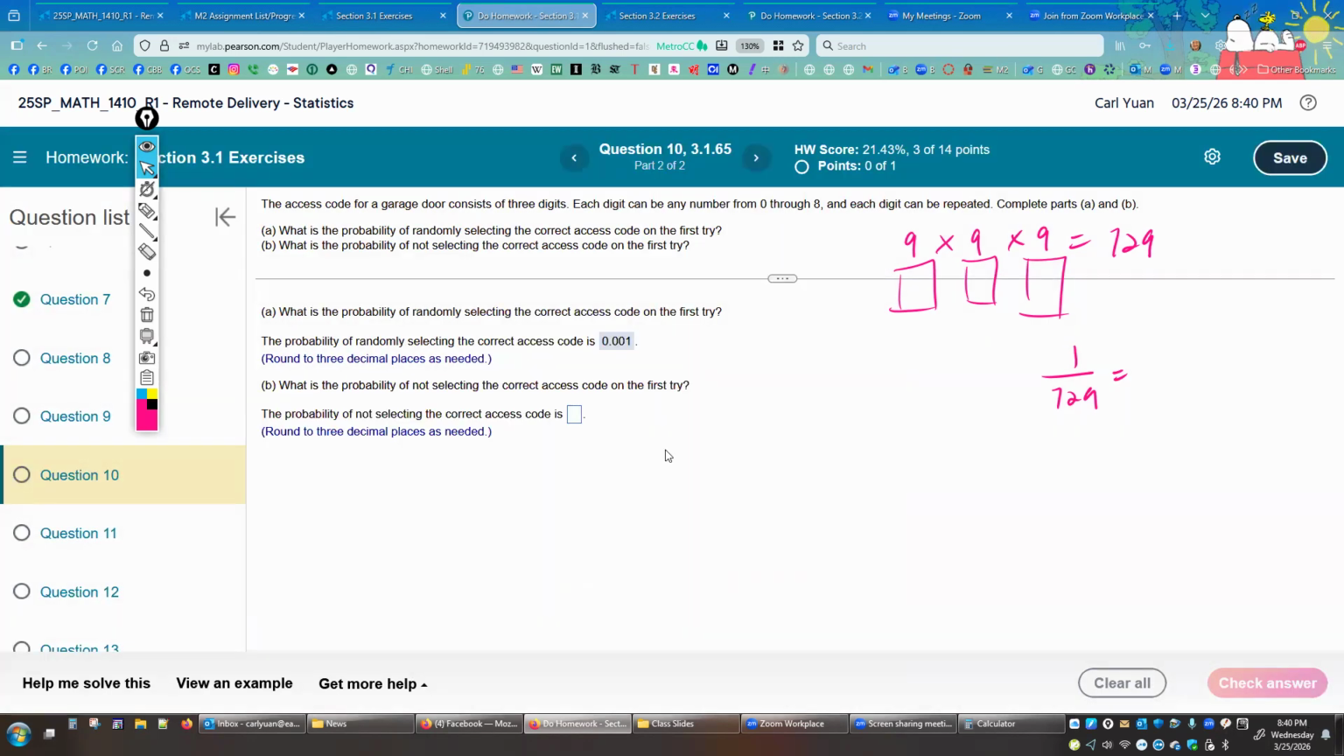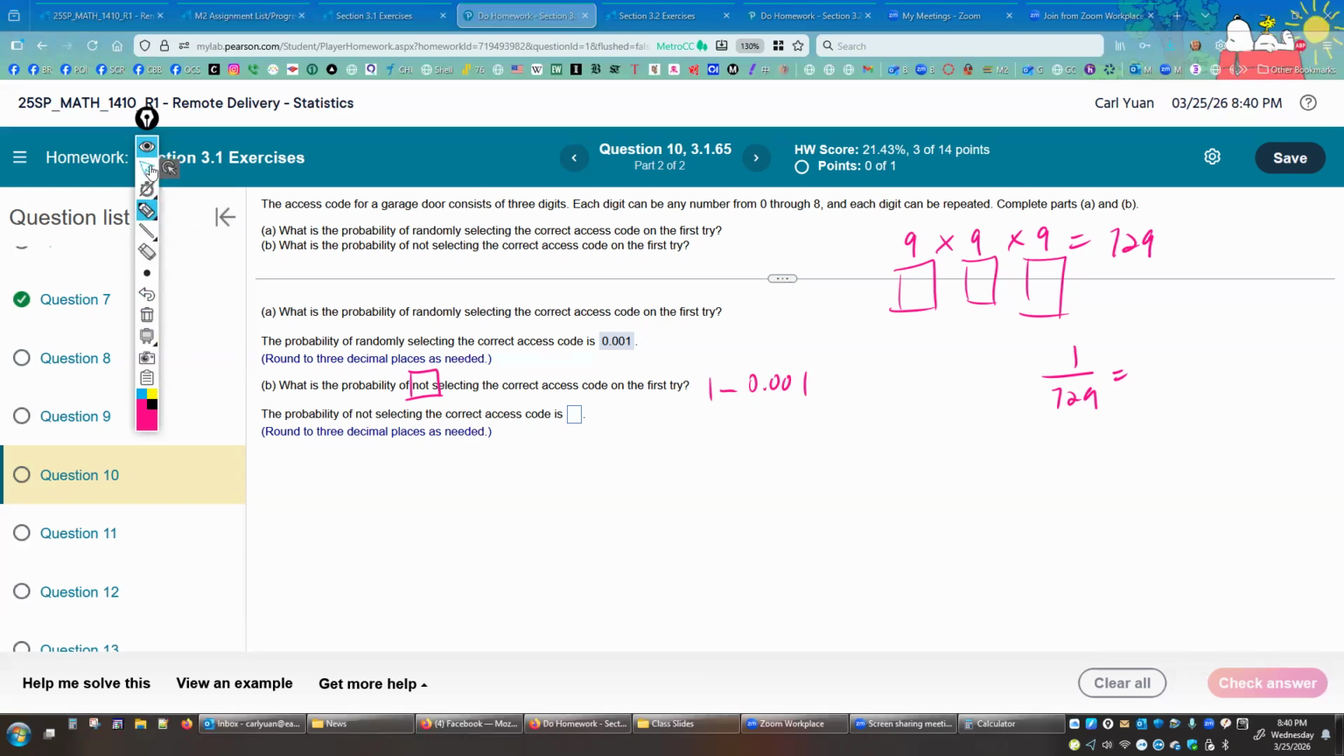Next, what is the probability of not selecting the correct access code on the first try? Well, that's a very good chance of not guessing it right. But as a matter of fact, not getting it, so not is the keyword here. In probability, you're always looking for the keyword. The keyword here is not. And when you see not, you do the 1 minus. 1 minus 0.001 would be 0.999.